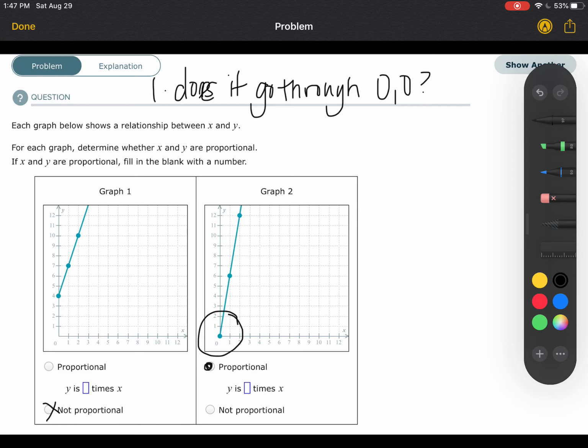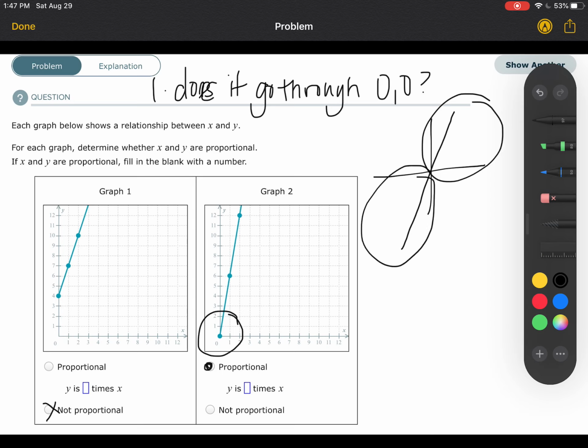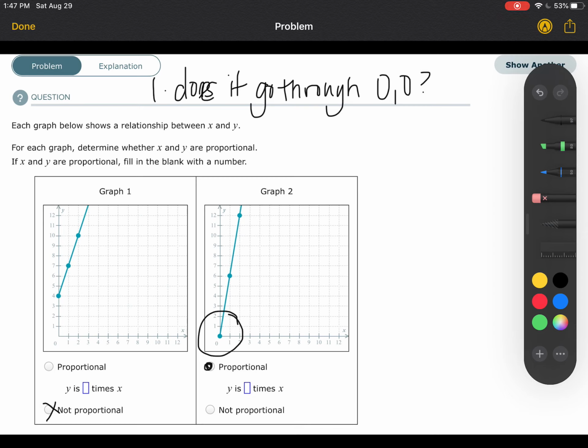Okay. Now, for the second one, it does go through this. So you're going to say, yes, it is proportional. If I were to look through this, and I'm going to sort of draw this line out, what it would look like, it looks the same on this side of the graph as it does on that side of the graph. This is just a rough sketch.